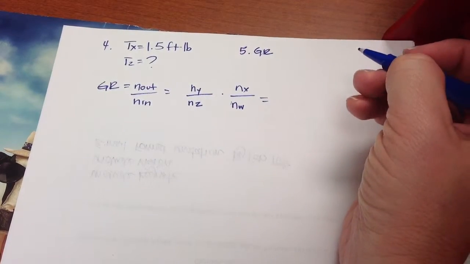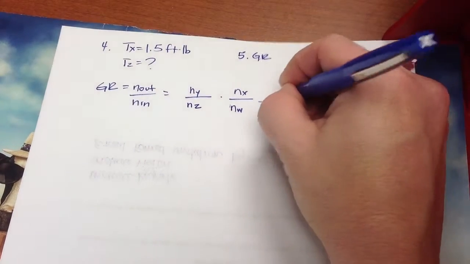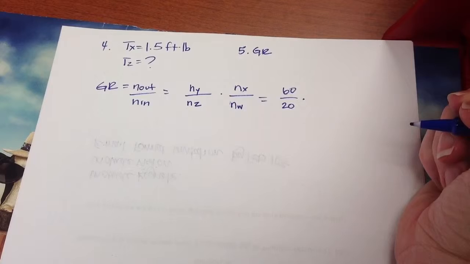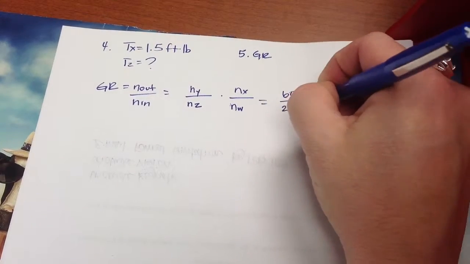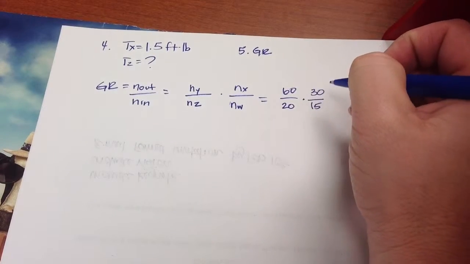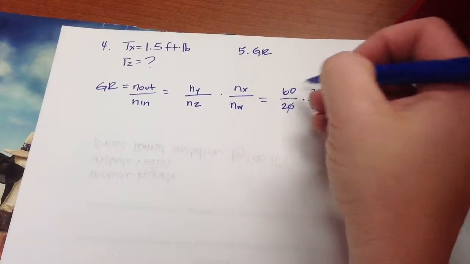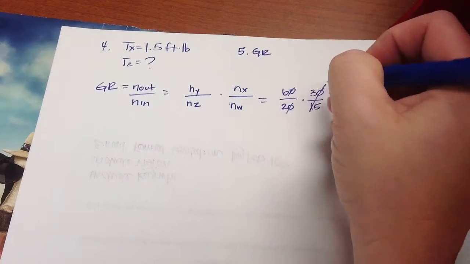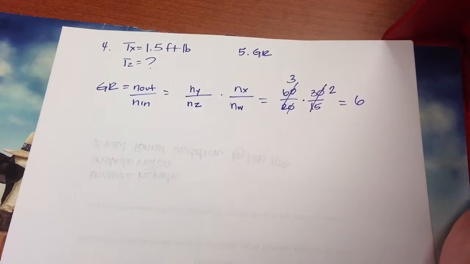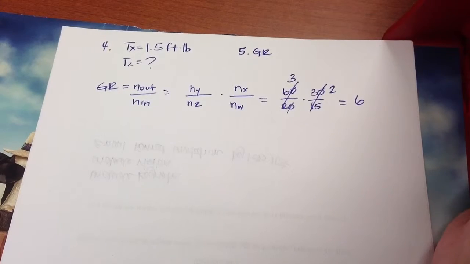All right, so that's going to work out to be, if I look back to the numbers from my problem, 60 over 20 times, W was 15 and X was 30. This works out to be 3, that works out to be 2, so this is going to be 6. So the overall gear ratio is 6.